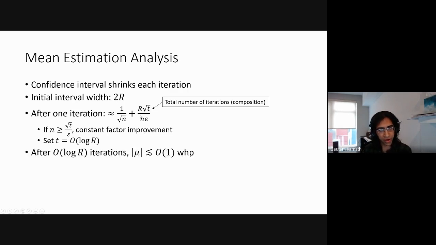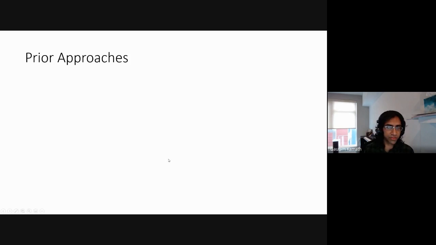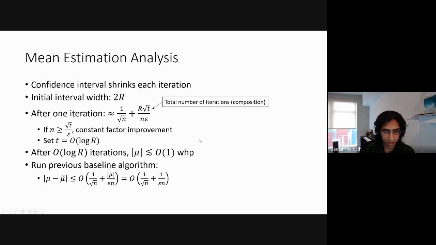So essentially, we make a constant factor improvement each time if we have enough samples, and eventually that'll allow us to arrive at an interval which is of constant width. And from there, we can run the previous baseline algorithm. You recall this one, which had complexity 1 over square root n plus this uncertainty interval divided by epsilon n, which will just be the optimal rate for this setting. Okay, I went over this fairly quickly, but don't stress it too much. Essentially, we make a constant factor improvement each time until we're narrow, and then we're done. That's pretty much it for proofs and math in this talk. I'll flash a change for the multivariate setting, but after this it should be relatively math light.